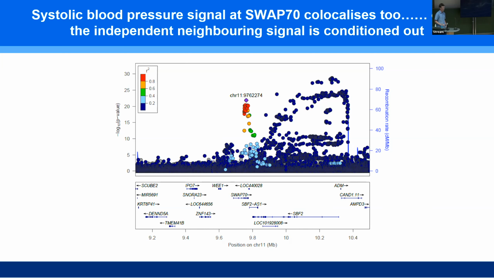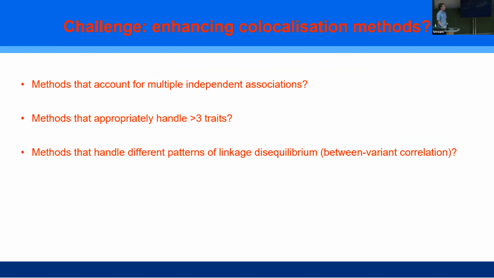It tells you it is the same one. So again, I think there's great room for methods development here, particularly around methods that can account for having multiple signals in the region. It's only going to become more of a problem as the sample sizes grow and we find more and more true signals. How do you work out in complicated regions which signals are truly the same and which ones are just confounding because of the correlation structure?